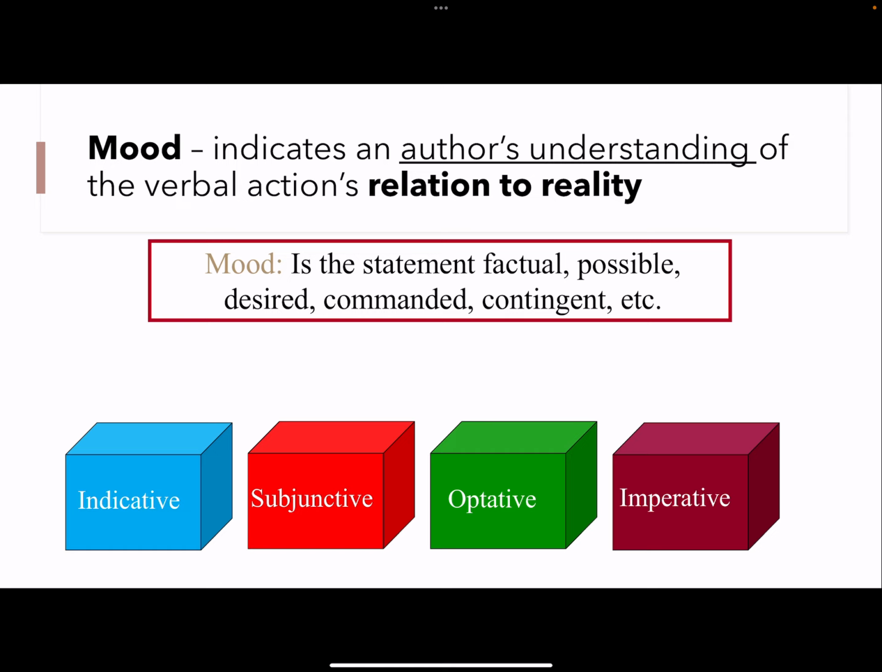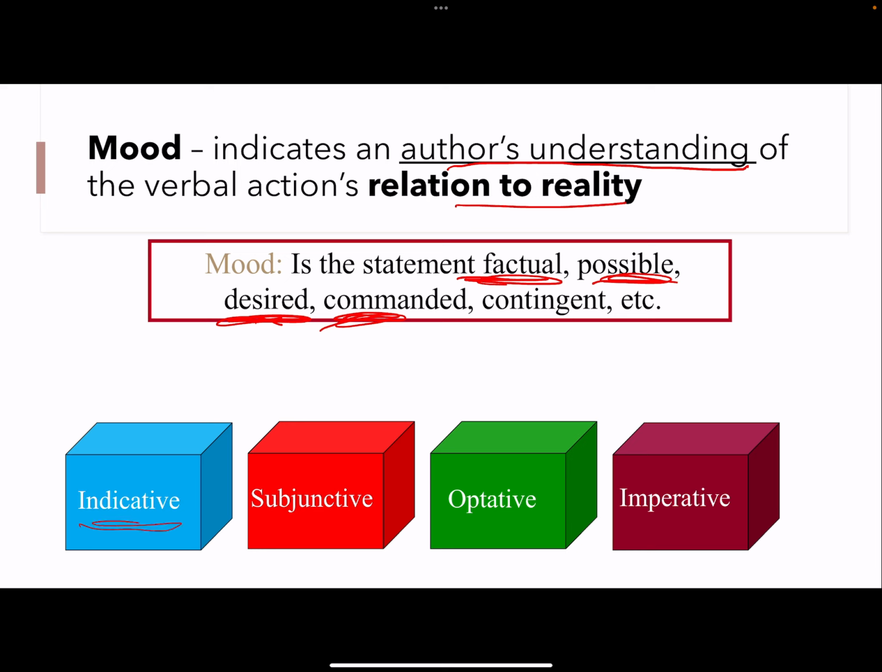Mood. The last element of a verb is what we call mood, and this indicates the author's understanding of the verbal action's relationship to reality. That's just a fancy way of saying, is this verb being used as a factual statement, a possible statement, a desired statement, or a command or instruction? And in Greek, we have terms for each of these.